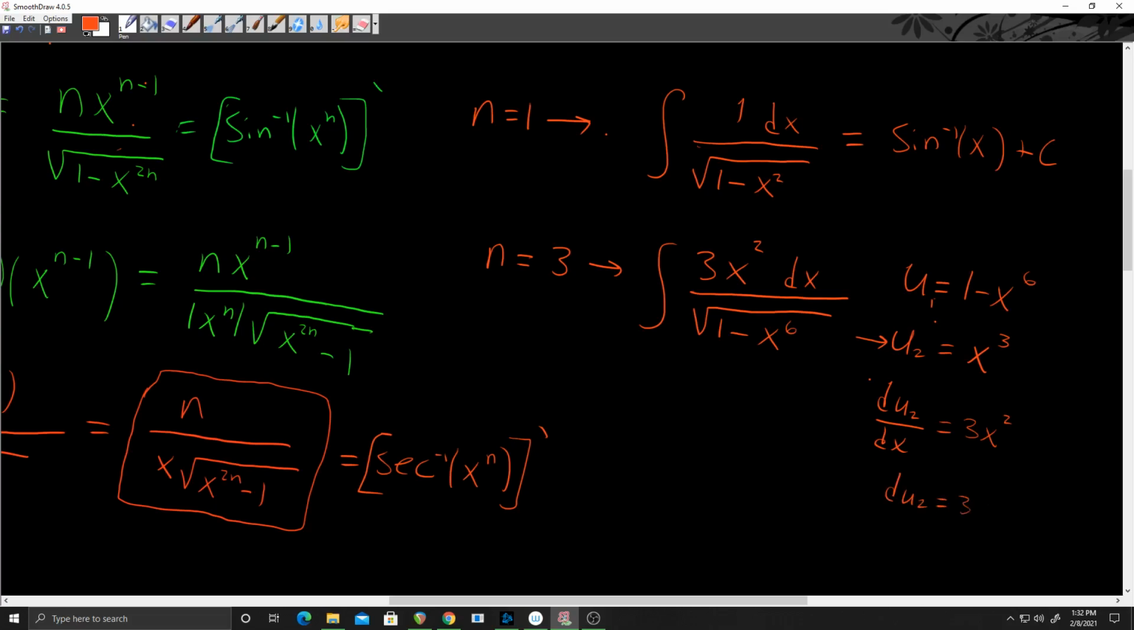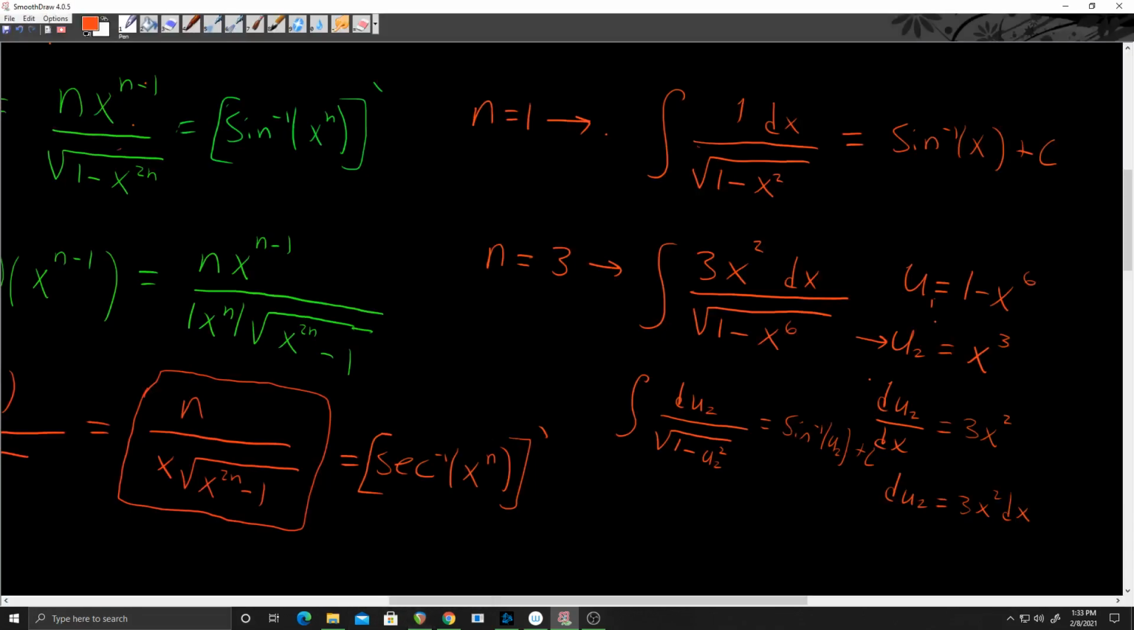So du2 is 3x squared dx. And so this becomes the integral of du2 over the square root of 1 minus u2 squared. And then that'll just be inverse sine of u2 plus c. And then we back substitute, we get x cubed.